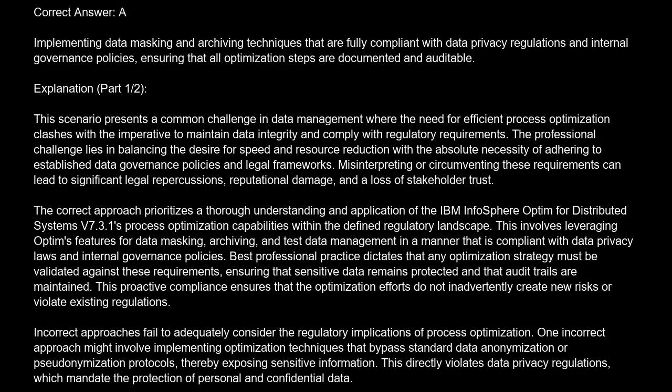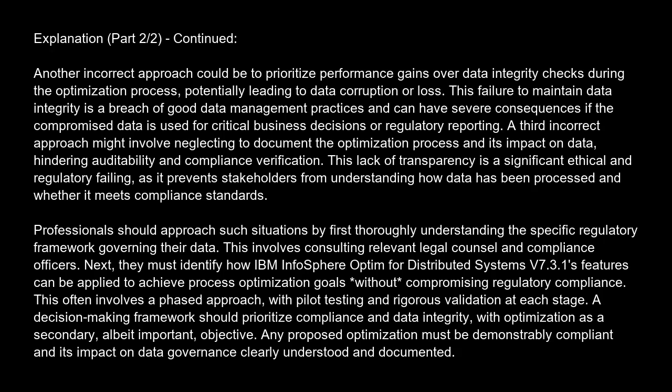One incorrect approach might involve implementing optimization techniques that bypass standard data anonymization or pseudonymization protocols, thereby exposing sensitive information. This directly violates data privacy regulations, which mandate the protection of personal and confidential data. Another incorrect approach could be to prioritize performance gains over data integrity checks during the optimization process, potentially leading to data corruption or loss. This failure to maintain data integrity is a breach of good data management practices and can have severe consequences if the compromised data is used for critical business decisions or regulatory reporting.